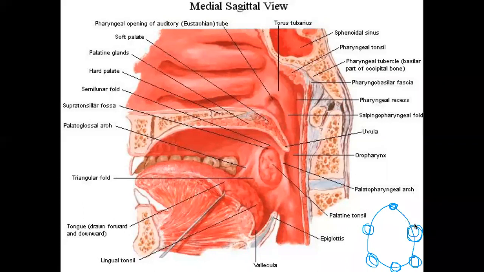Where are the auditory tubes? Here are the auditory tubes. Palatine tonsils are here. At the bottom, the tongue is present, and on the tongue we have the lingual tonsils. Together, all this forms Waldeyer's lymphatic ring. It is a kind of ring seen around the nasal and oral cavities. This is the first line of protection from the external environment into the interior.